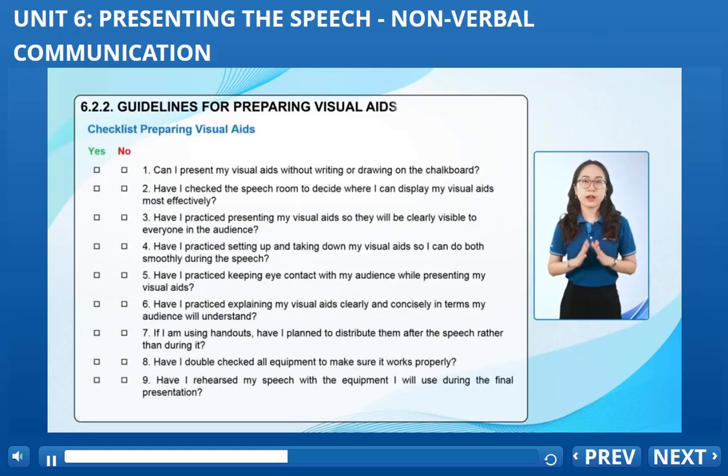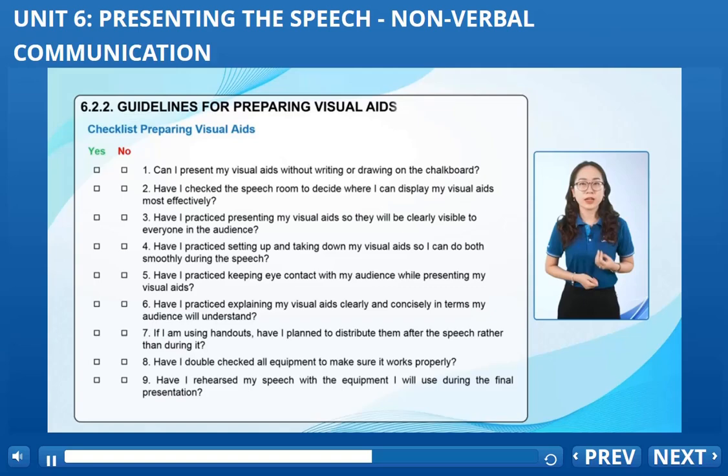And then we'll have a checklist to present visual aids. So the first question, can I present my visual aids without writing or drawing on the chalkboard? Have I checked the speech room to decide where I can display my visual aids more efficiently? Next one, have I practiced presenting my visual aids so they will be clearly visible to everyone in the audience?